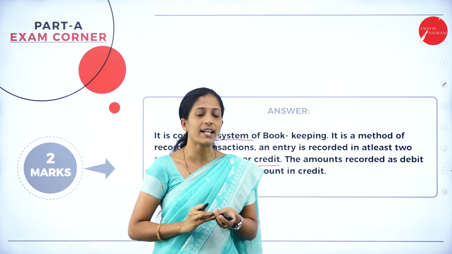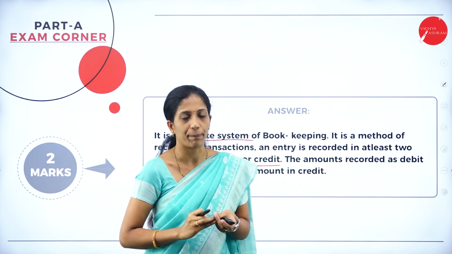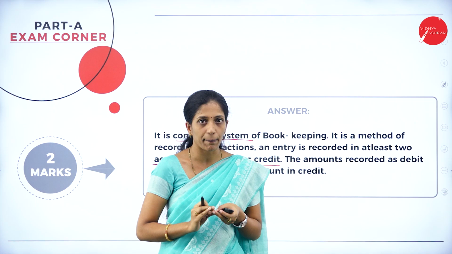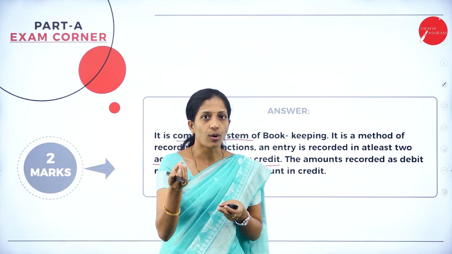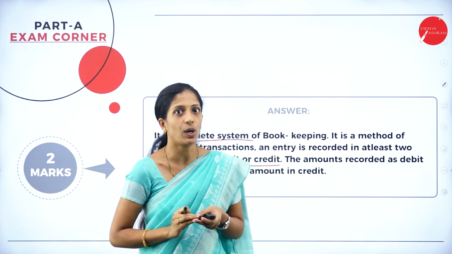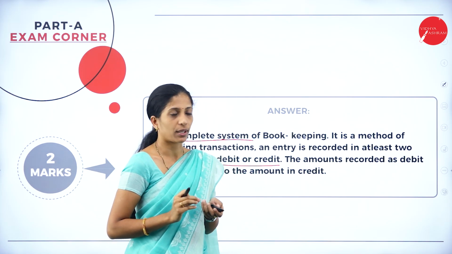Then it is called as what? Double entry system of bookkeeping. So, for 2 marks, you can write it is a complete system of bookkeeping and the total of debit should be equal to total of credit. So, this is known as what? Double entry system of bookkeeping.